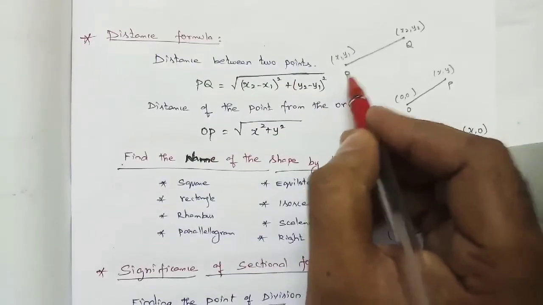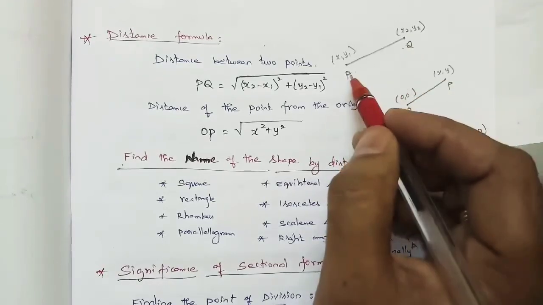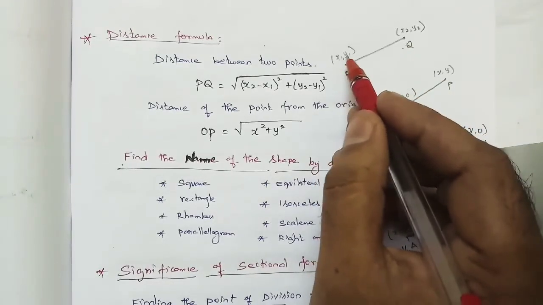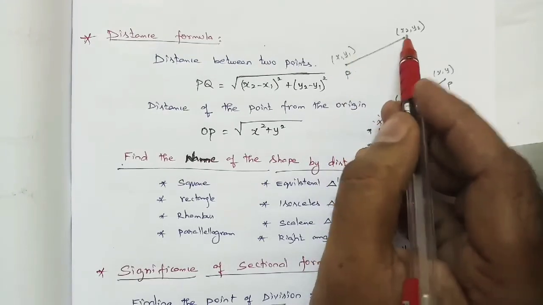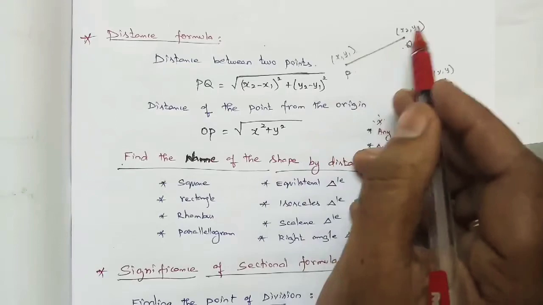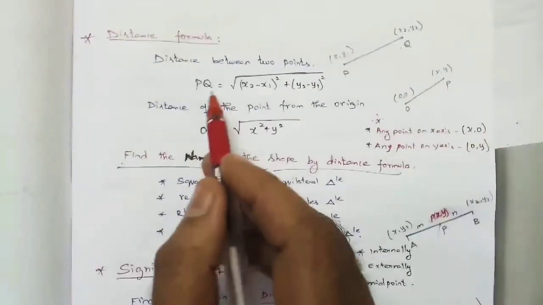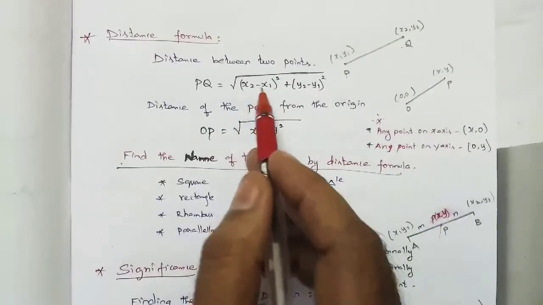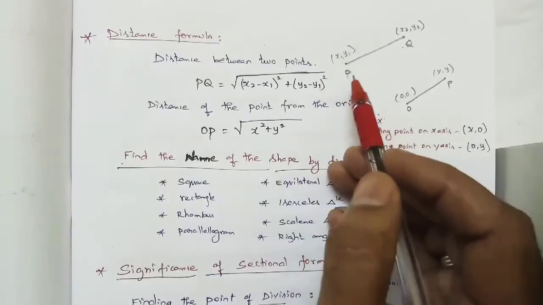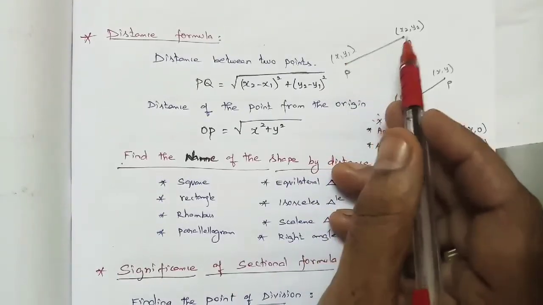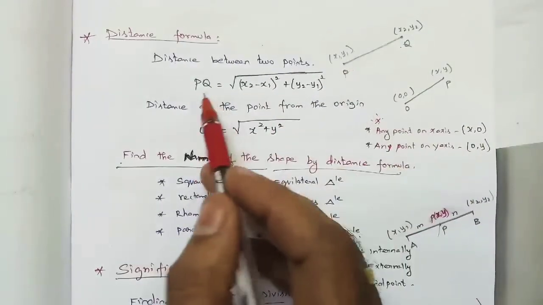See, I am just taking the points P and Q. I want to find the distance between these 2 points, P and Q. The point P is x1 comma y1, the x coordinate and y coordinate, and the point Q is x2 comma y2, right? With the formula, I am going to find the distance between P and Q. PQ is equal to square root of x2 minus x1 the whole square plus y2 minus y1 the whole square, right? They will already give the coordinates of P and Q. Just substitute and simplify, and we will get the distance between these 2 points, P and Q.